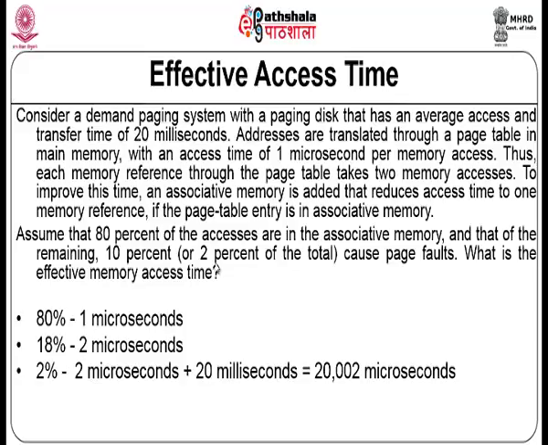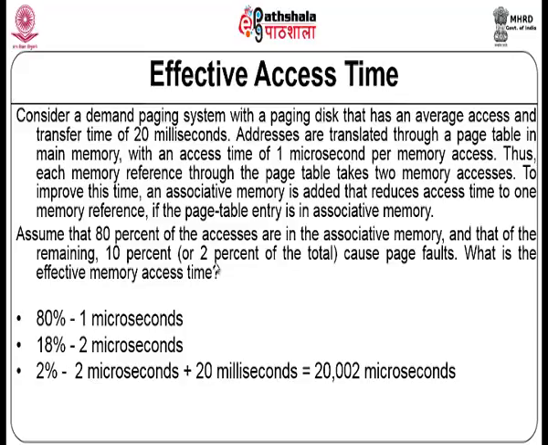So, you need to look into the page table, get the entry from the page table, and then look into the physical memory to get the actual memory access. So, 1 microsecond for one memory access, you will need 2 microseconds if you are using the page table. And to improve this time, they have used an associative memory, and that will reduce the access time to only one memory reference. You do not have to look at the page table in the main memory. The entries of the page table will be kept in an associative memory, and you can look into the associative memory, get the entry, and then just look into the main memory to get the exact memory location.